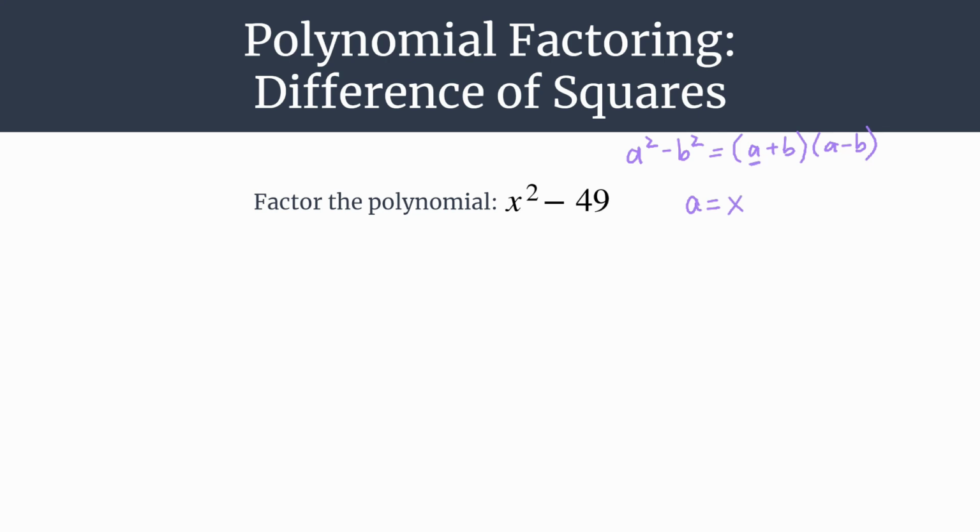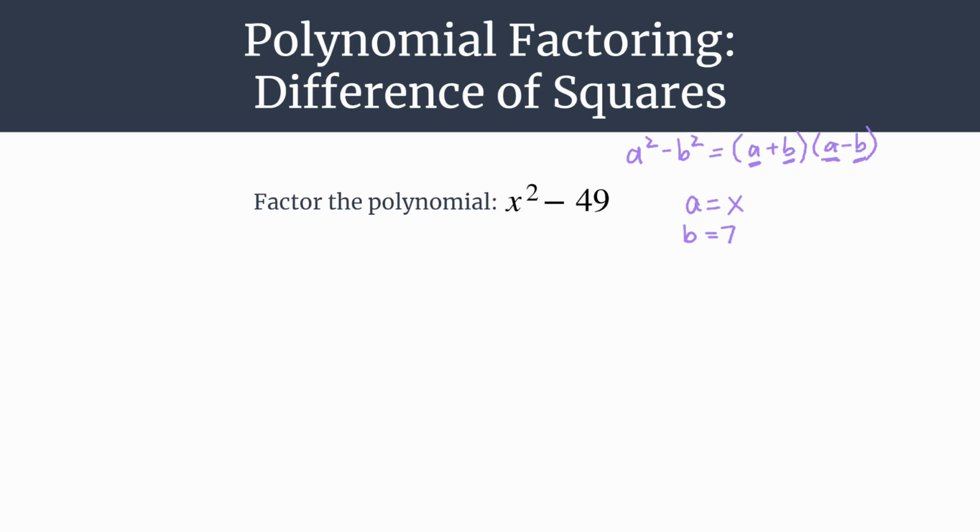Basically, in the template, everywhere there's an a, you'll put an x. Then I like to define my b term. So you're just taking the square root of the b squared term, and that's going to be 7. So everywhere there's a b in the template, you put a 7, and then the plus and the minus sign fall into place. So it's a very simple way of factoring once you get used to using the template.